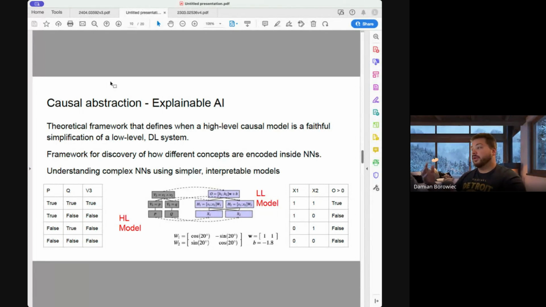We can do that by looking at a high-level causal model of the concept, and then we try and align it together with the low-level model. So this is an example of this, where we have a causal model that looks at a Boolean operation. You can see the truth table on the left here. Basically the operation is that if both inputs are true, the output will be true, and in all other cases, it would be false. So this is the logical high-level model for this causal abstraction of a concept.